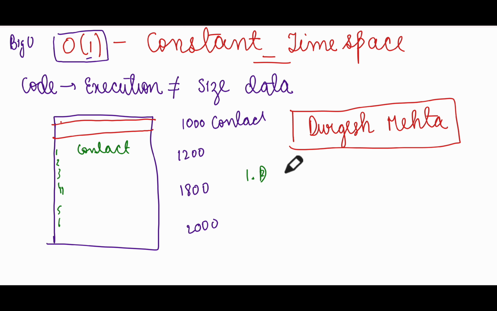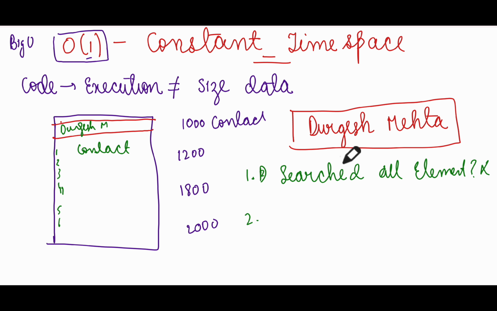It involves a lot of time, correct? So we don't do that. What we do is simply go to the search bar, write down Durgesh Mehta, and it will give me the result. So what has happened here? Have I searched all the elements in the list? No, I have not searched everything, correct? I just know the name of this particular person, and I filtered him directly.